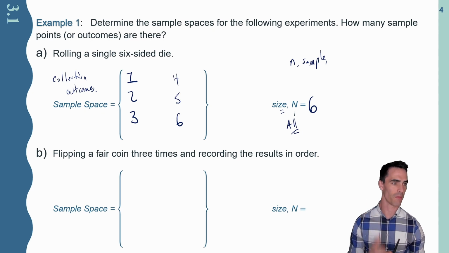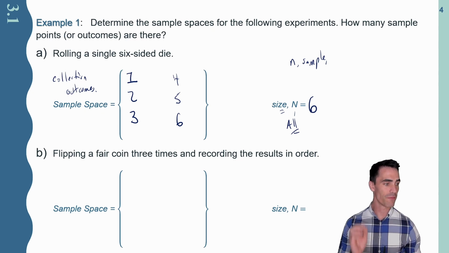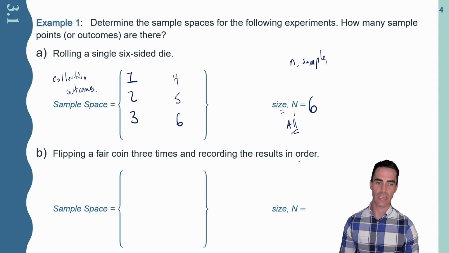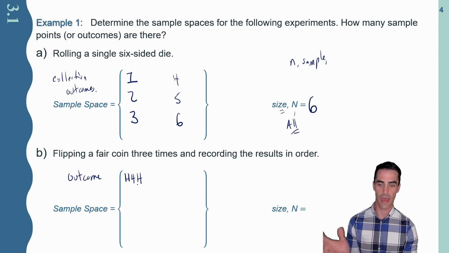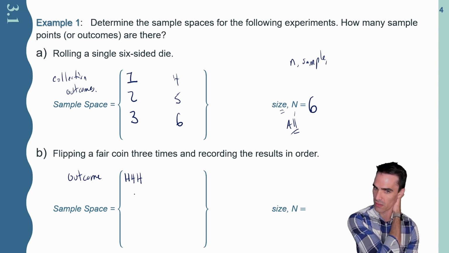Let's check out part B. I want to flip a fair coin 3 times and record the result in order. So order matters here. We should be looking at this again. Think of just one outcome, and then we'll build it from there. So I'll start with a nice one. Let's write heads. I get heads and heads again, and that's one outcome. That's going to help build up our space.